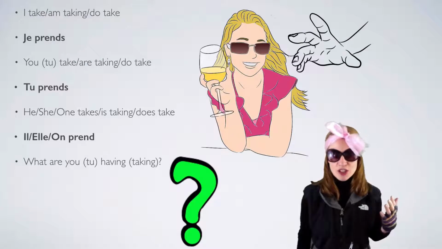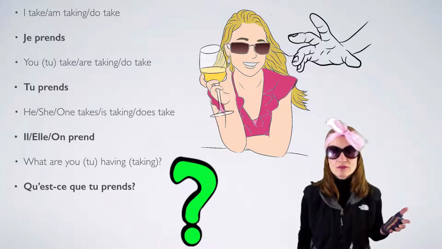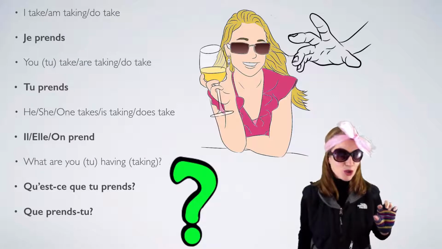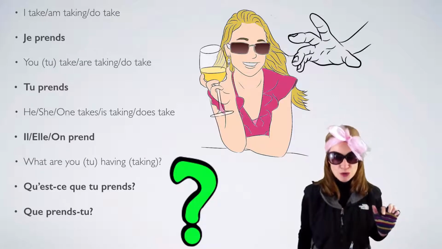What are you having? The French would say, what are you taking? Using tu. Qu'est-ce que tu prends? Or if you use the inversion, you have to now use que. Que prends-tu? Sounds a bit more formal, that.